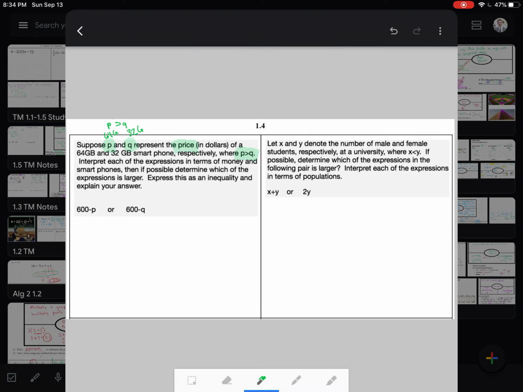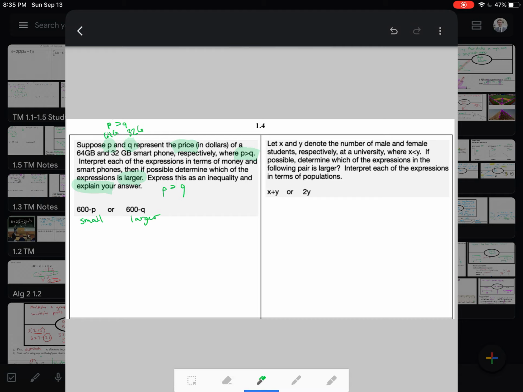Interpret each of the expressions in terms of money and smartphones, then if possible determine which of the expressions is larger. So they want to know which one is bigger. Okay. Express this as an inequality and then explain. All right, so going through, they're telling me that P is greater than Q. That's basically saying that 64 gig phone is bigger than the 32 gig phone. So because of that, I'm taking a big number away with subtraction. So I think this one's going to be small because P is bigger and Q is smaller. And I think this one's going to be bigger.